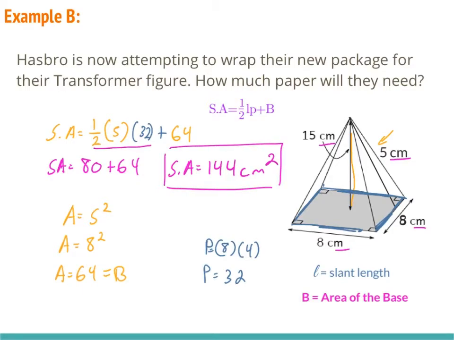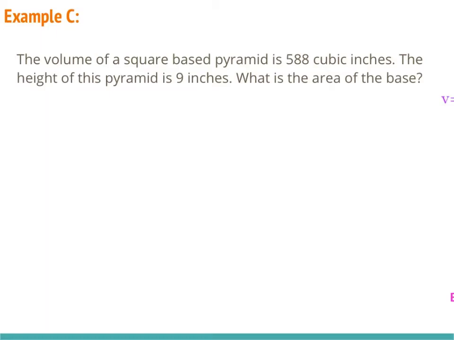Now let's take a look at example C. Here in example C, it says the volume of the square-based pyramid is 588 cubic inches. The height of the pyramid is 9 inches. What is the area of the base? So in this case, we have no picture, but we have some information in our problem that's important. So let's go ahead and take a look at it. The volume of the square-based pyramid is 588 cubic inches. The height is 9 inches. What is the area of the base?